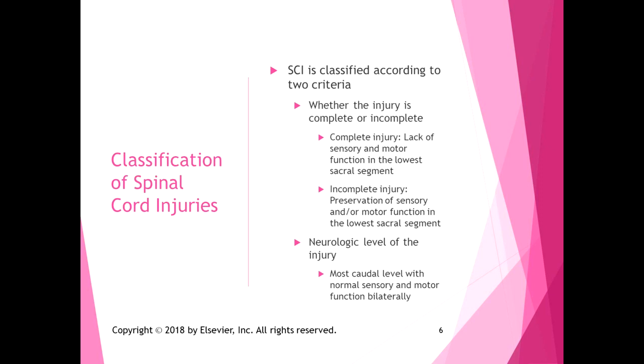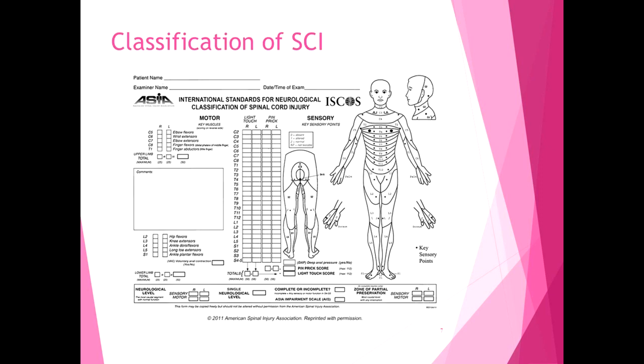So this is the worksheet from the American Spinal Injury Association, the International Standards for Neurological Classification of Spinal Cord Injury, ISCOS. This is what they use to score people on their spinal cord injuries. It's usually done by a neurologist, but it just gives you an idea of what it is.